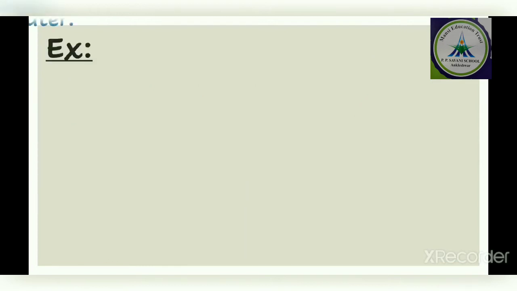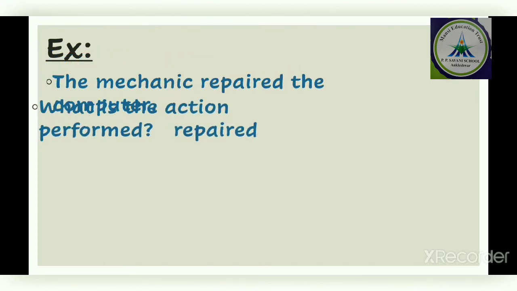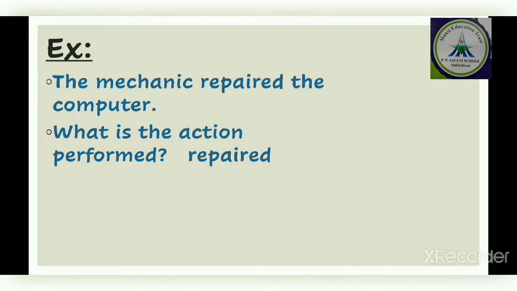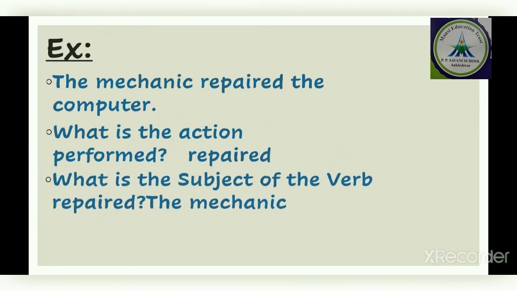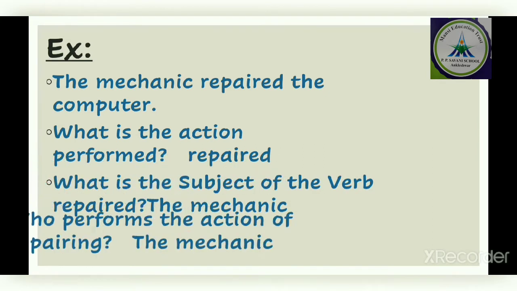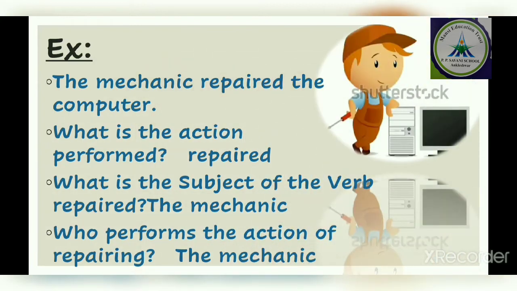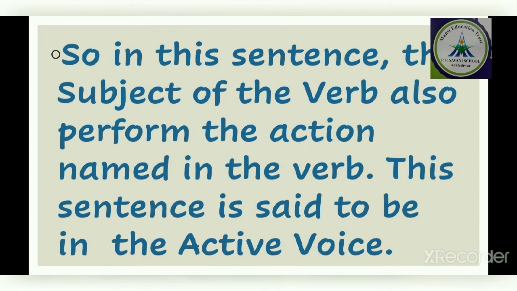For example, the mechanic repaired the computer. What is the action performed here? Repaired. What is the subject of the verb repaired? The mechanic. And who performed the action of repairing? The mechanic. Okay? Clear? So, in this sentence, the subject of the verb also performed the action named in the verb. So, this sentence is said to be in the active voice.